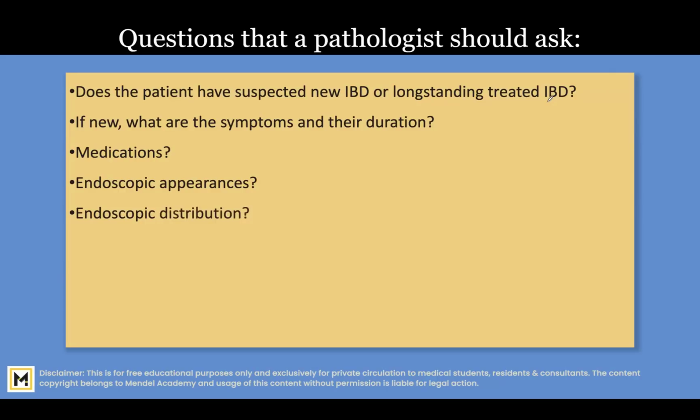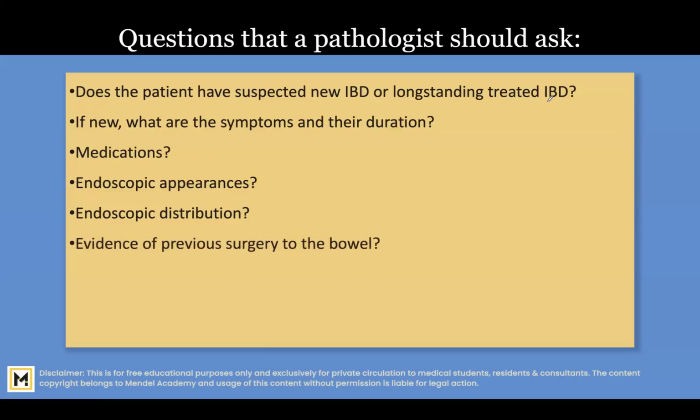What is the distribution? We'll see how both of them are different in terms of distribution across the gut. Crohn's has a different distribution versus ulcerative colitis. So you need to know, because that gives a very good marker for you to understand whether you can start thinking of Crohn's or ulcerative colitis.